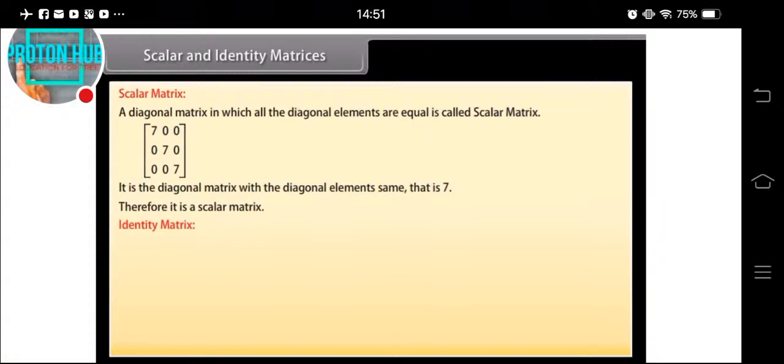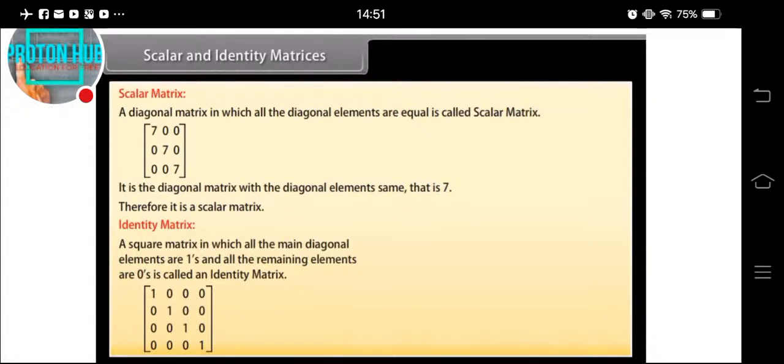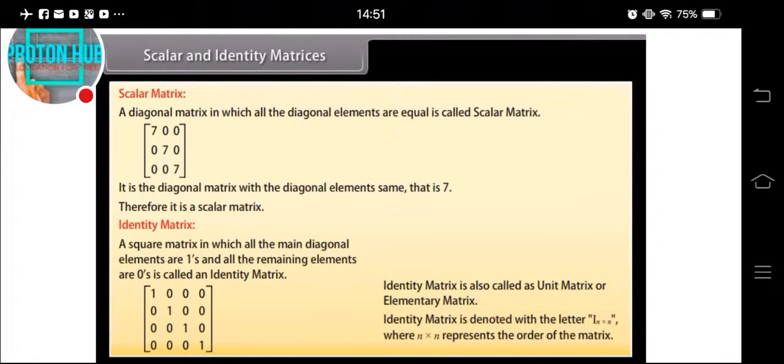Identity matrix. A square matrix in which all the main diagonal elements are ones and all the remaining elements are zeros is called an identity matrix. Identity matrix is also called as unit matrix or elementary matrix. Identity matrix is denoted with the letter I, n by n, where n by n represents the order of the matrix.